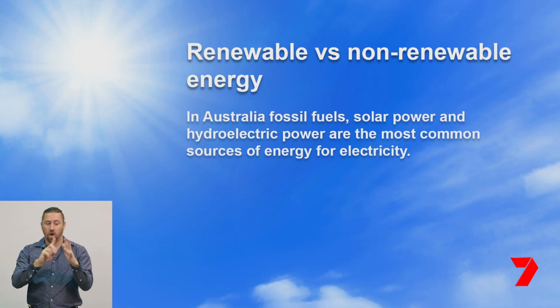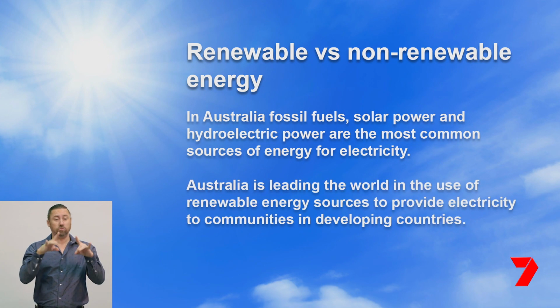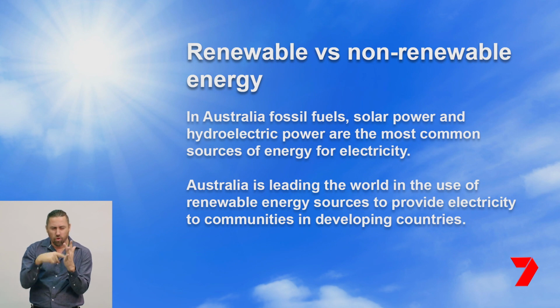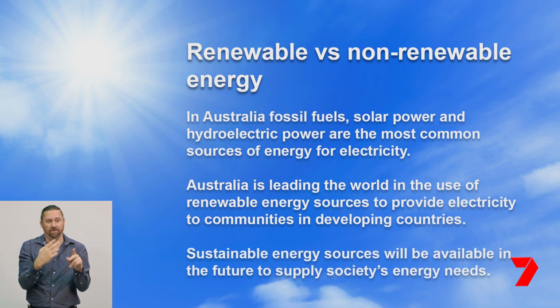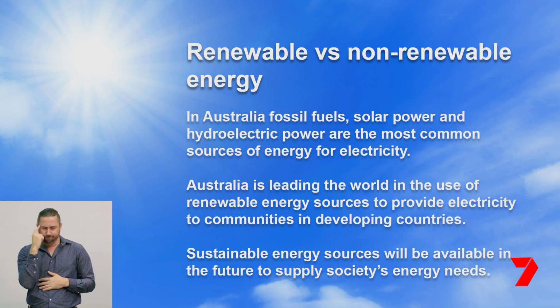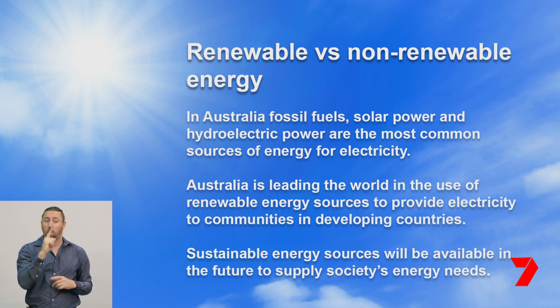Okay, let's recap what we've learned today. We know that fossil fuels, wind, solar and hydro are the most common sources of energy use to generate electricity in Australia. Australians are leading innovative projects in the use of renewable energy sources to provide electricity to communities in developing countries. And to explore the sustainability of a solution, we need to consider other aspects like the cost and impacts on people and the environment.